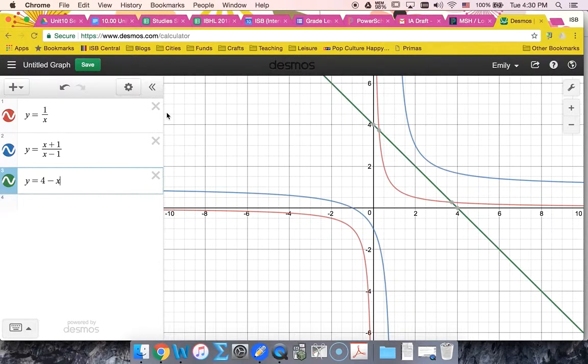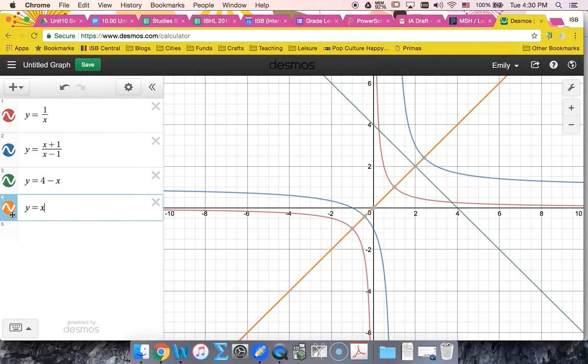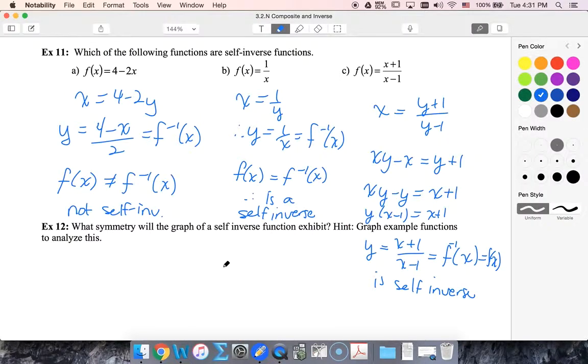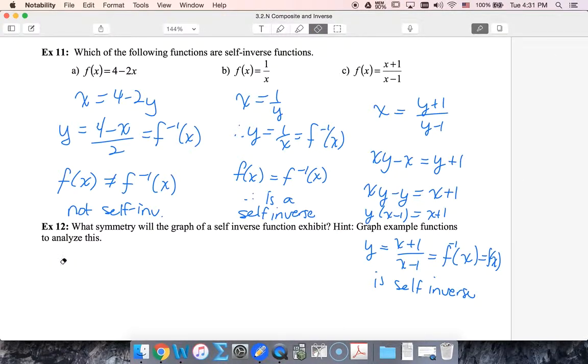So for all of these things, I want to think about what kind of symmetry they have, and it looks to me that they're symmetric across the line y equals x, because I could take any of these functions and sort of fold them in half. So remember, we said that an inverse is a reflection across the line y equals x. So any function that automatically reflects across the line y equals x must also be a self-inverse. So coming back here, it's symmetric across the line y equals x.